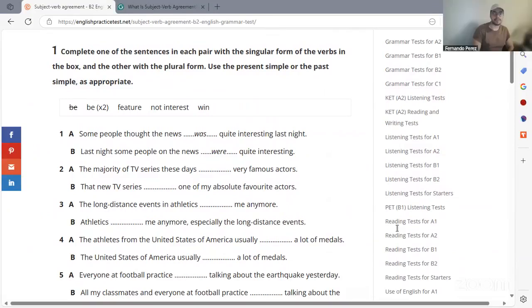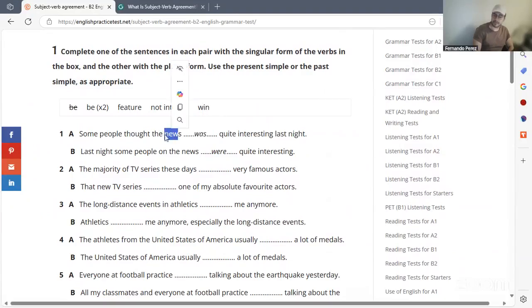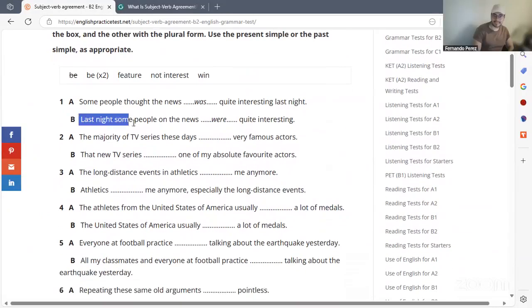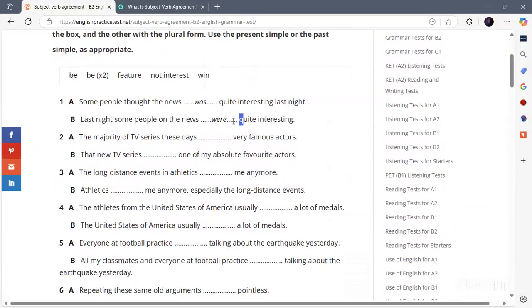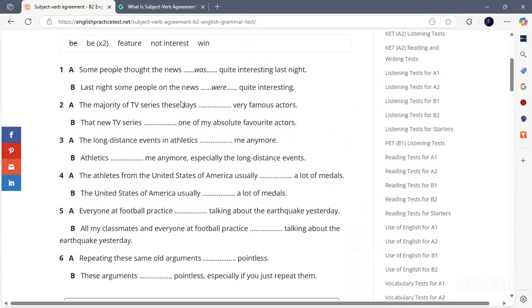In the example, you see "some people thought the news was quite interesting." We are referring to the news, so the word "was" should match the word news, right? Not the people. But in the second example, "last night some people on the news were..." you see, now we are talking about the people, not the news. Yes. Let's try to do the same with number 2.